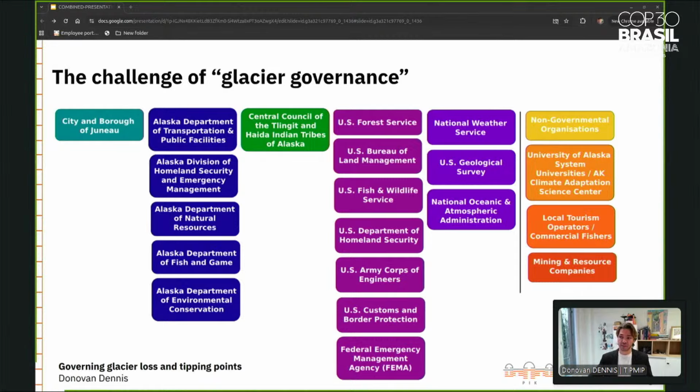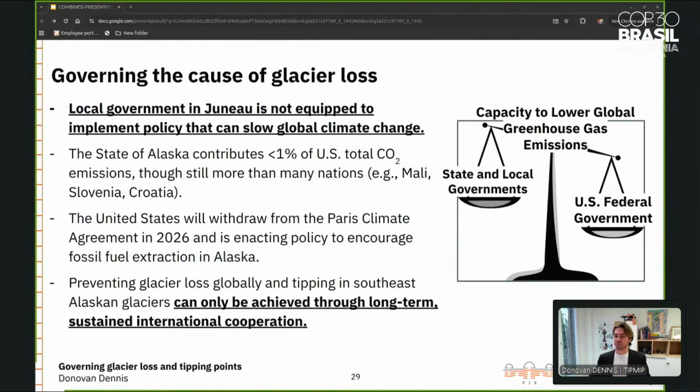Here are just a few of the different governance bodies that claim jurisdiction over areas that include the Juneau icefield, only on the US-American side. This doesn't include the Canadian half of the icefield. So all of these actors and agencies have to work together over very long timescales to respond and anticipate change. We can then start to think about the ways that we can divide governance, right? So if we divide it into the causes, perhaps, and the consequences of glacier loss.